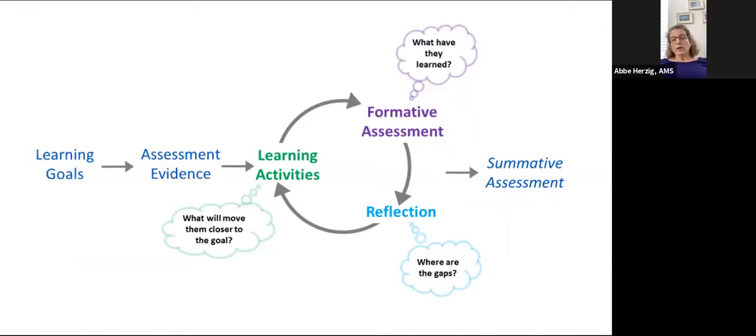From there, you can reflect and they can reflect on what they're learning and understanding, which might lead you to revise your learning activities or move on to the learning activities you have. And so you move through that cycle throughout your unit or throughout your semester. And then periodically, when you want to record really where they are, when you want to measure their performance, then you would have summative assessment.